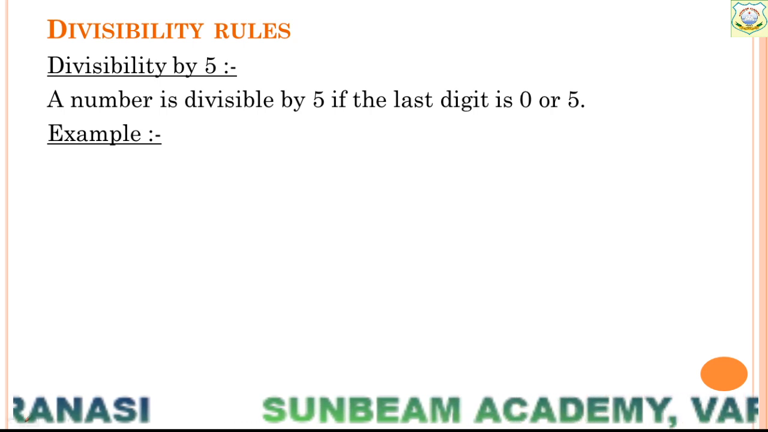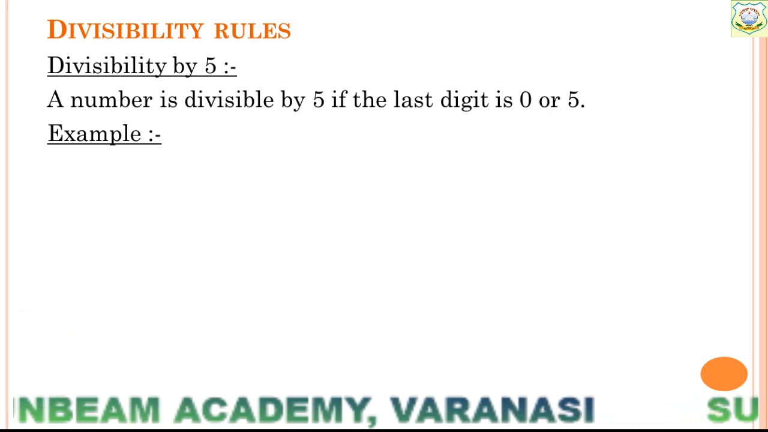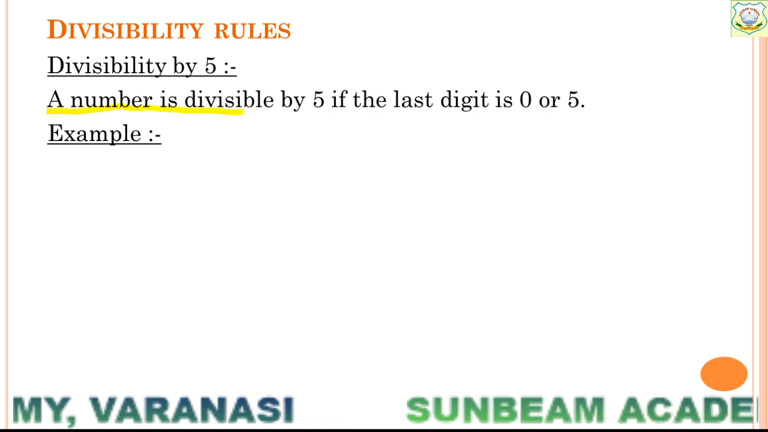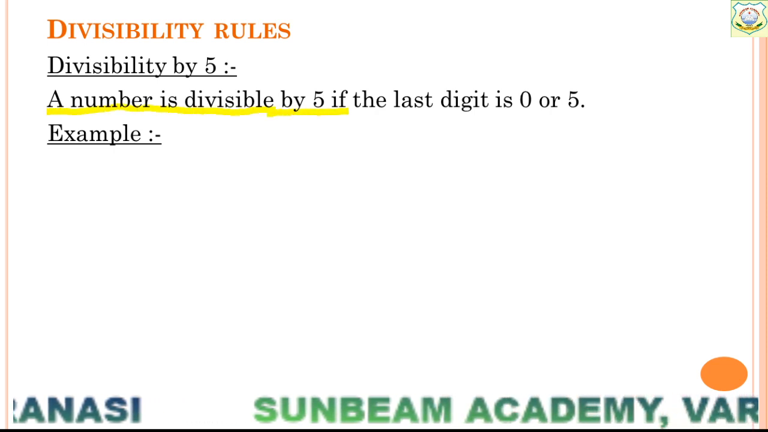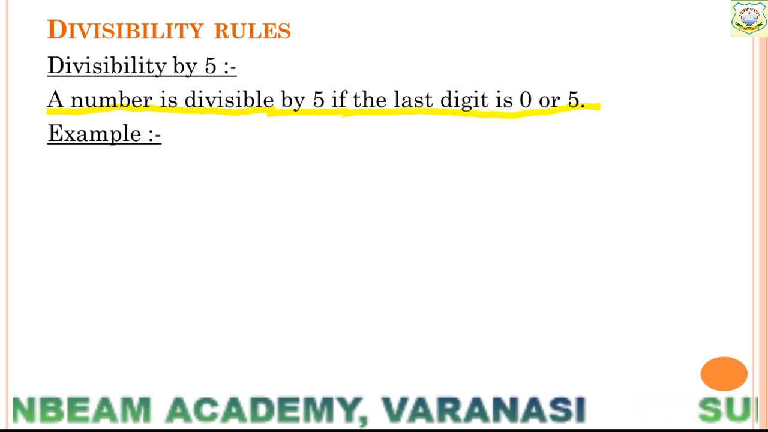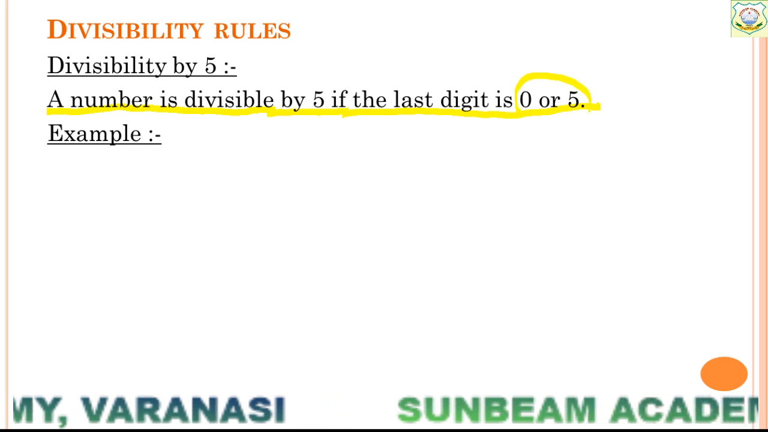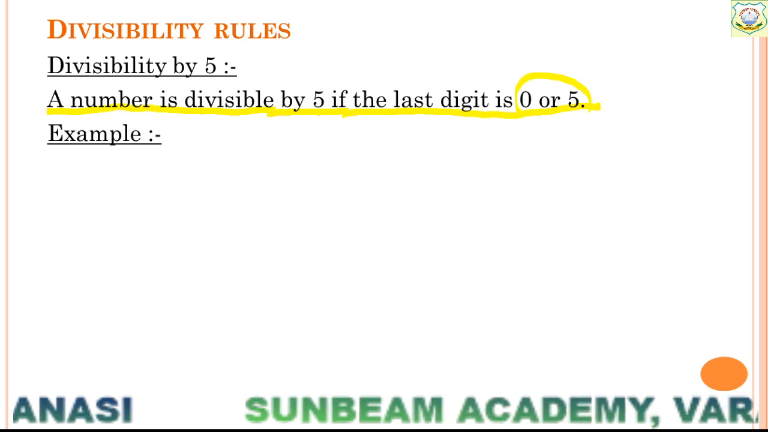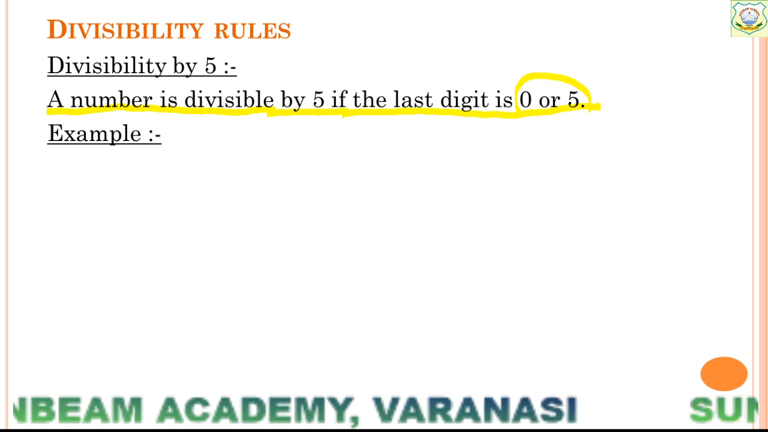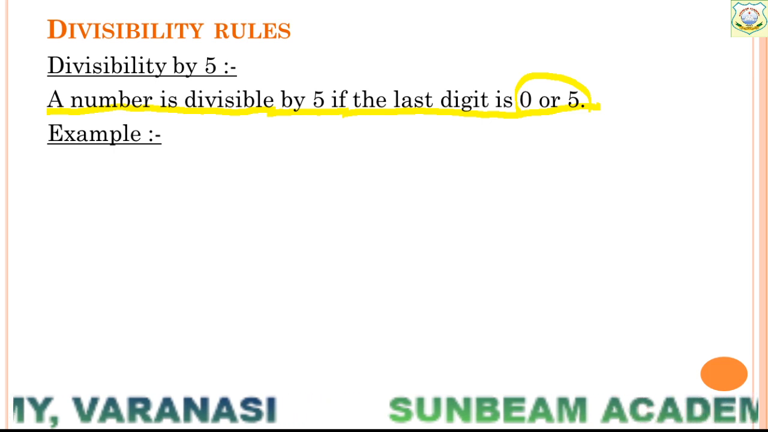Okay. Now divisibility by 5. Now read the rule first. A number is divisible by 5 if the last digit is 0 or 5. So now what we have to check? If the ones place or the last digit is 0 or 5, then the number is divisible by 5.